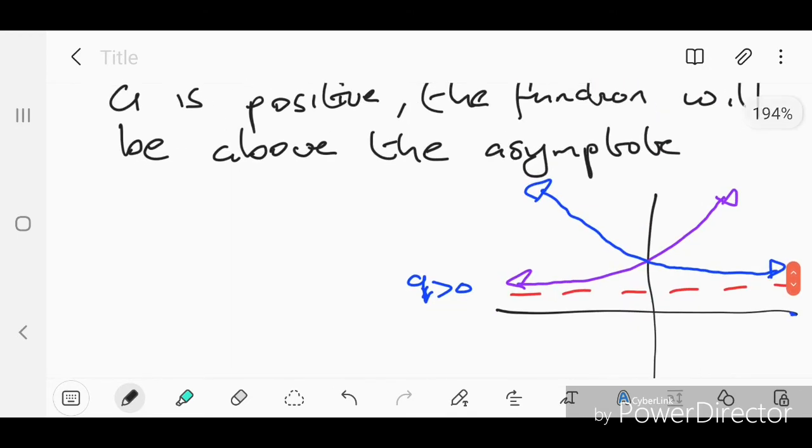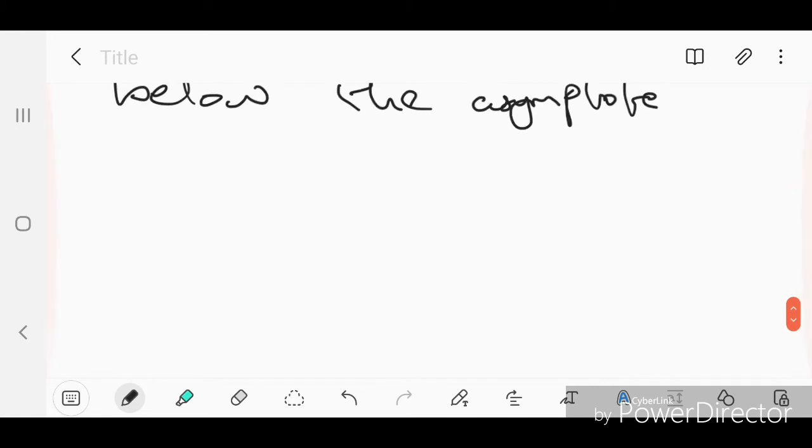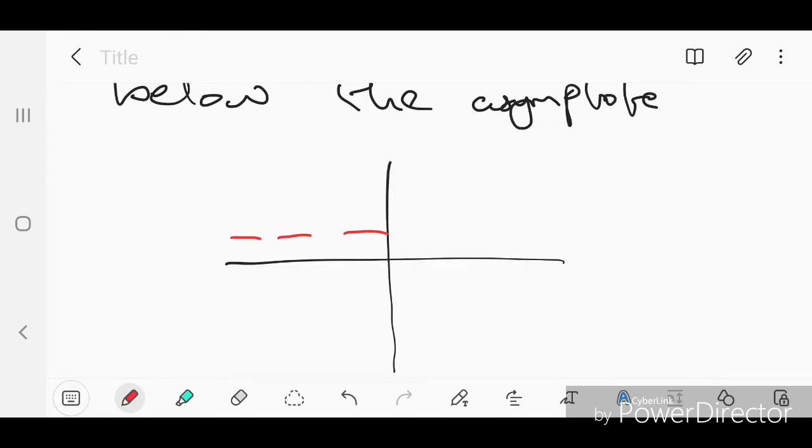Remember guys, these are two different functions. It's not like it's one function drawn in different directions. This can be f of x, this can be g of x. So please don't confuse this and say this is one function. No, it's two different functions. Okay, so let's still maintain our q as positive.